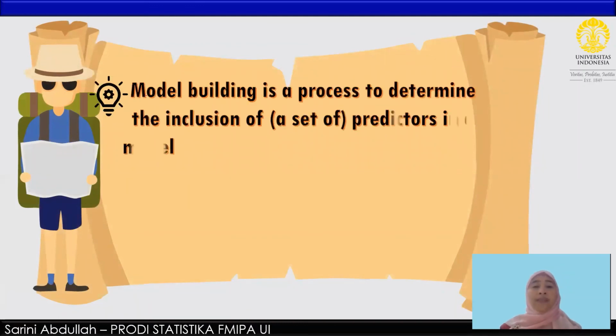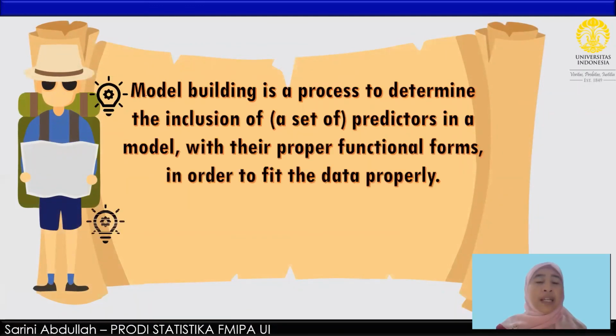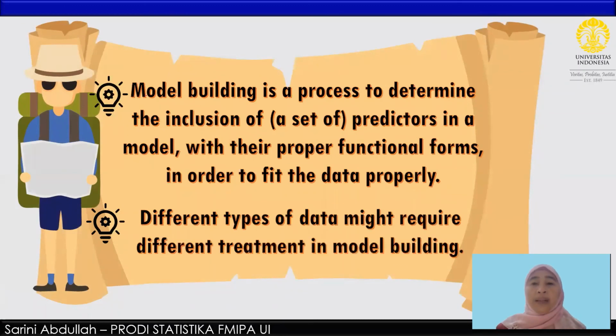To sum up this video, we can say that model building is an important process to determine the inclusion of a set of predictors in a model with the proper functional form. This is the focus of model building: the proper functional forms in order to fit the data properly. And different types of data might require different treatment in model building.